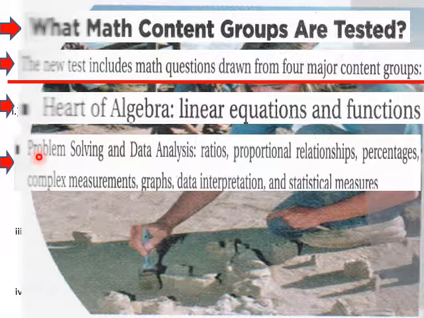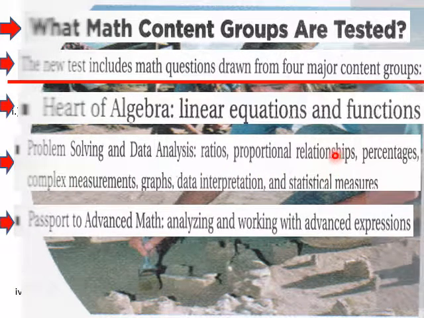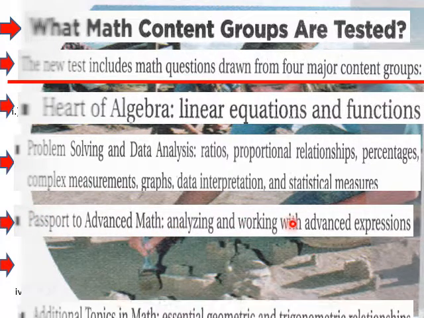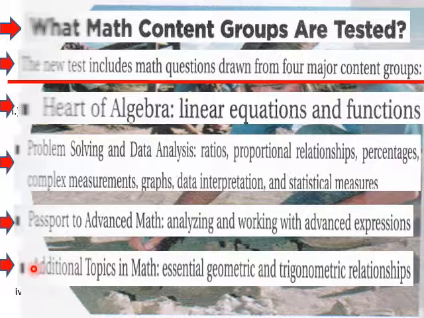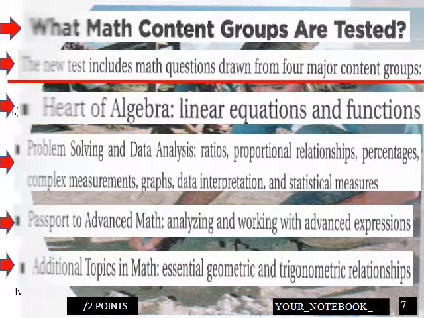What math content groups are tested? The new test includes math questions drawn from the 4 major content groups: Heart of Algebra, Problem Solving and Data Analysis, which covers ratios, proportional relationships, percentages, measurements, graphs, and data interpretation, Passport to Advanced Math, which covers analyzing and working with advanced expressions, and Additional Topics in Math, which covers essential geometric and trigonometric relationships.